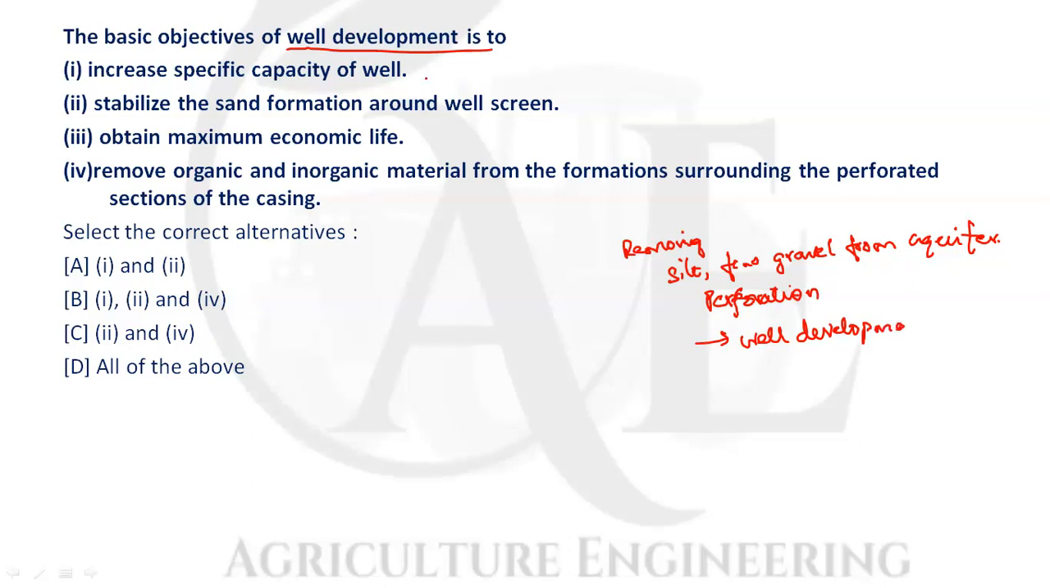The first objective, to increase the capacity of the specific well, is correct. To stabilize the sand formation around the well screen is also correct. And to obtain the maximum economic life: actually the well is developed to get the maximum economic life. To remove organic or inorganic material from the formation surrounding the perforated section: we do not know whether it is organic or inorganic material, so this statement is wrong. So 1, 2, 3 is the correct answer. Sorry, the option is given wrongly. Option B is the correct answer.